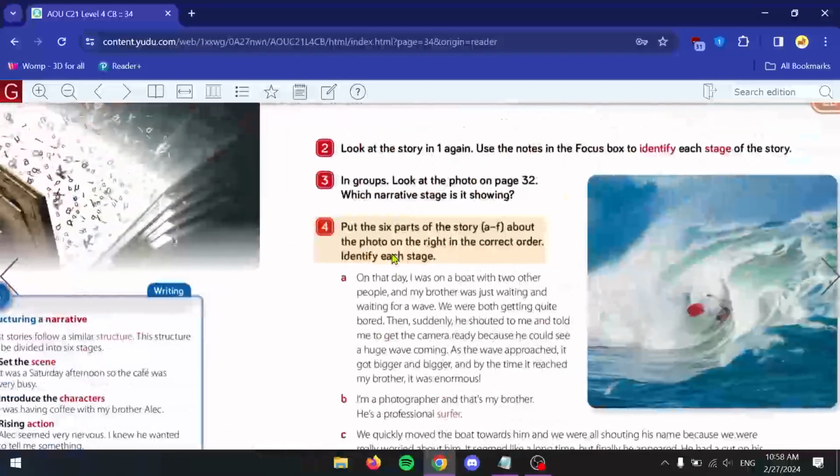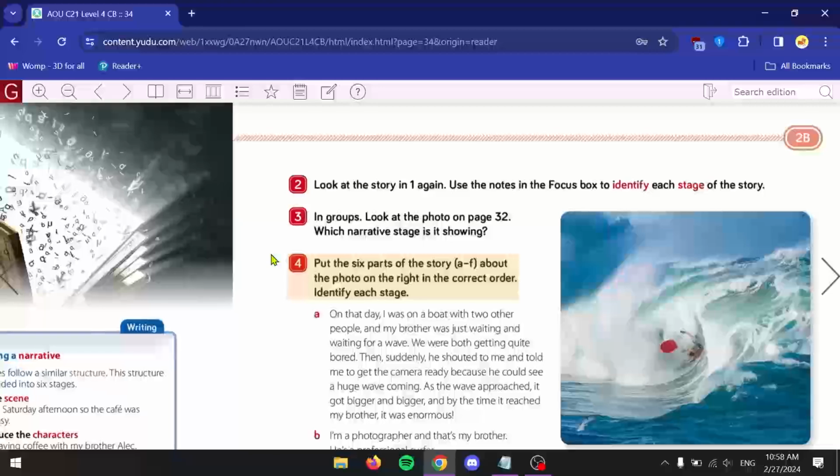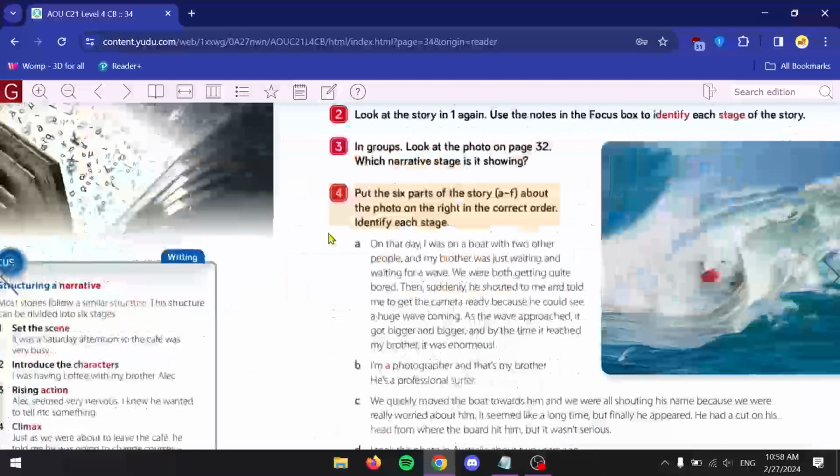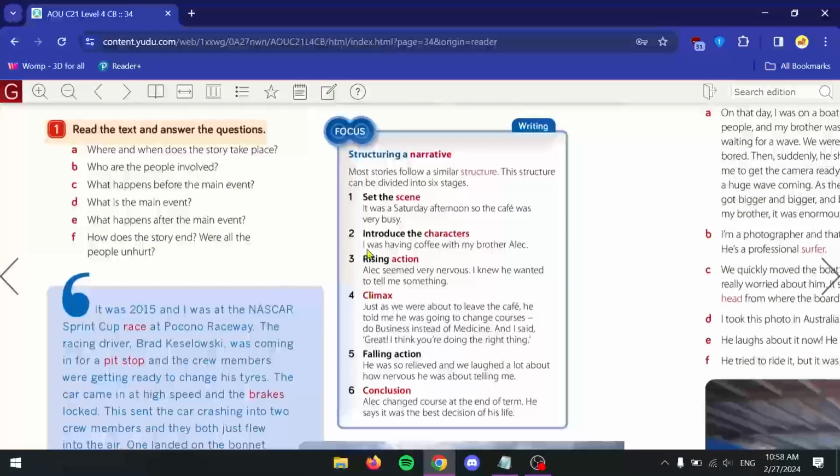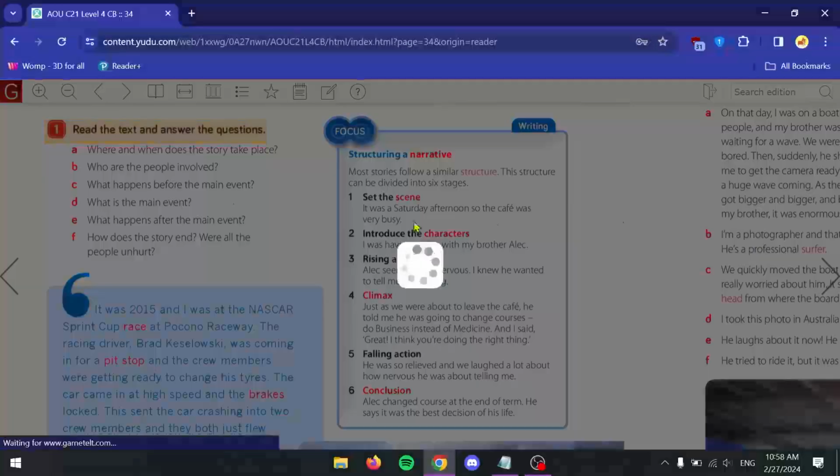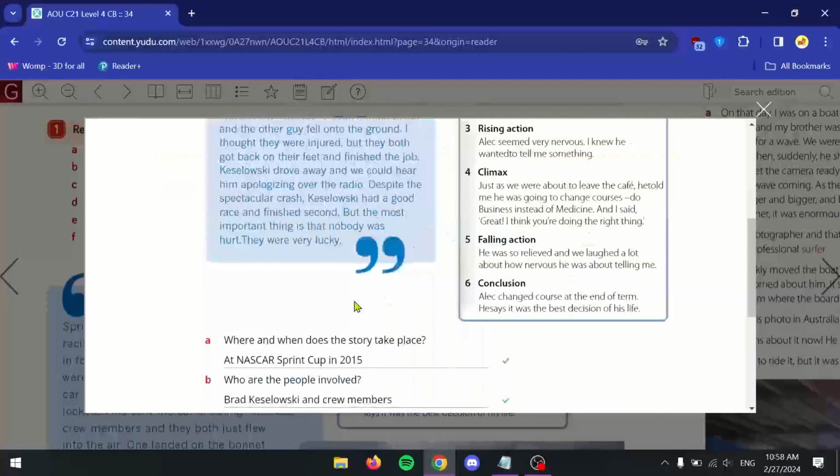Now, let's take a look at exercise 2. Look at the story in exercise 1 again. Use the notes in the focus box to identify each stage of the story. Okay. This is a pretty good way to look at our narrative in a bit more detail here. So let's see if... Okay, good.